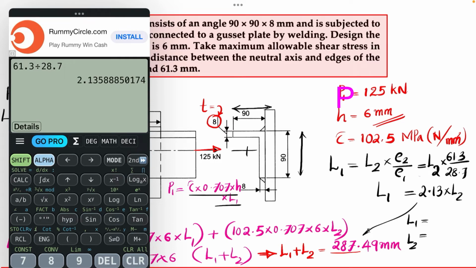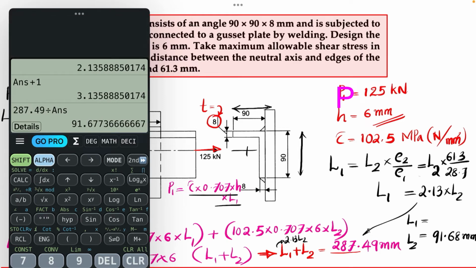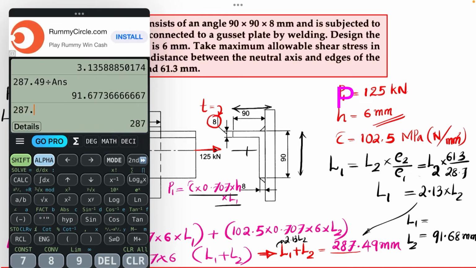So L1 plus L2 is 287.49, and L1 is 2.13 times L2. So I can substitute this in terms of 2.13 L2. So 2.13 L2 plus L2 is 3.13 L2, which will be equal to 287.49. The 287.49 divided by 3.13 will give you the value of L2, which is 91.68 mm. From this you can find L1. L1 will be equal to 287.49 minus this answer, which gives 195.8 mm.